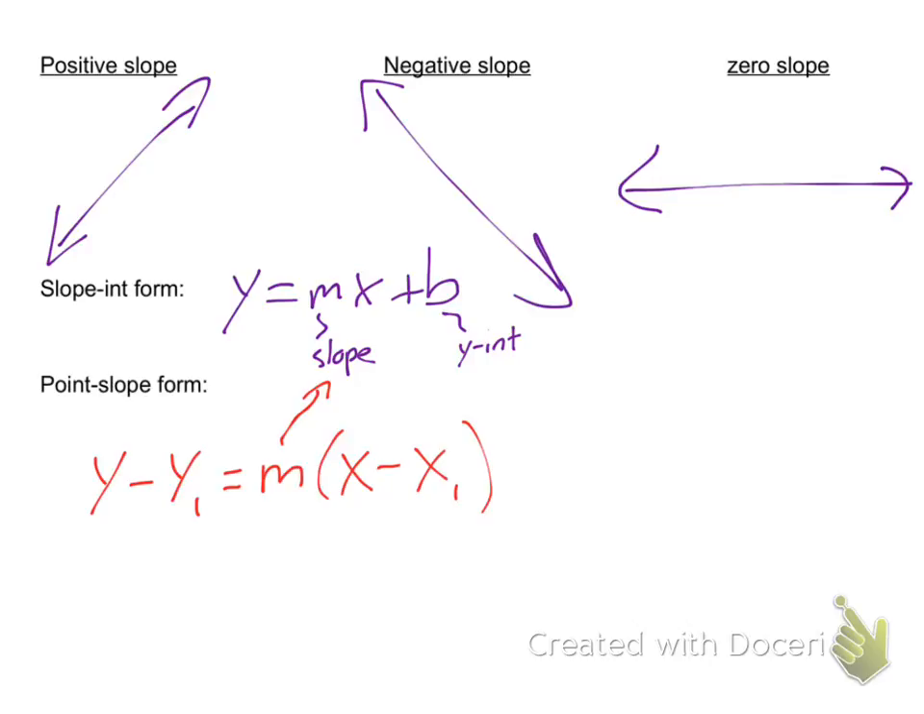slope, and (x1, y1) is your point that was given to you. So if I was given a point and a slope, I would be able to put it in here. That's point slope. And then solve for y, and I would have slope-intercept form. You should be able to go from point slope to slope-intercept form without a problem.